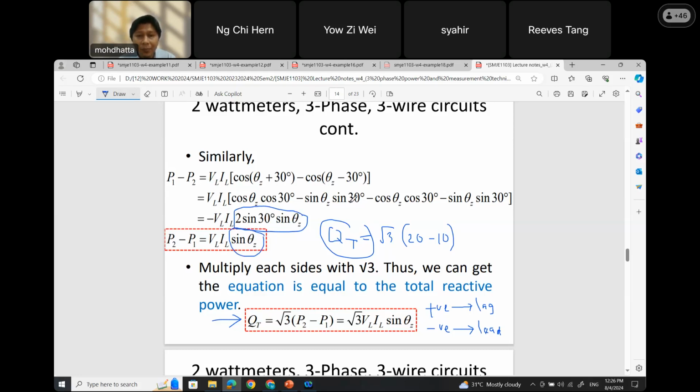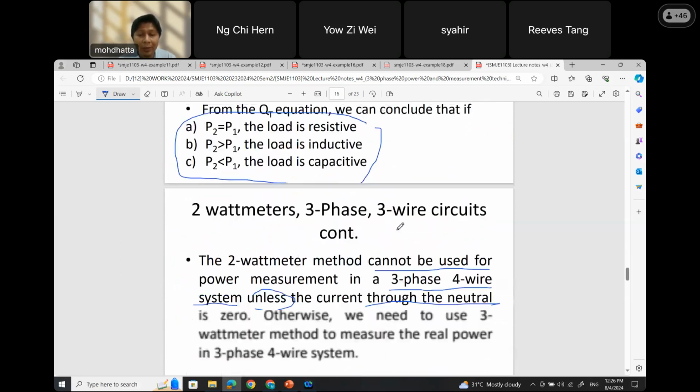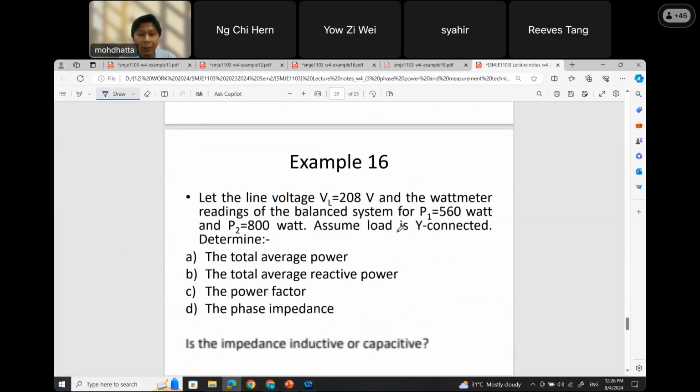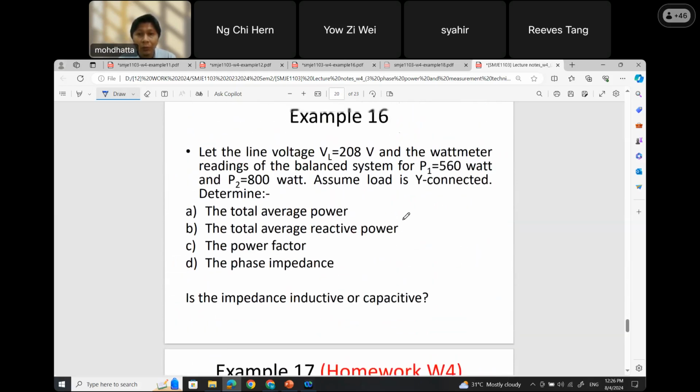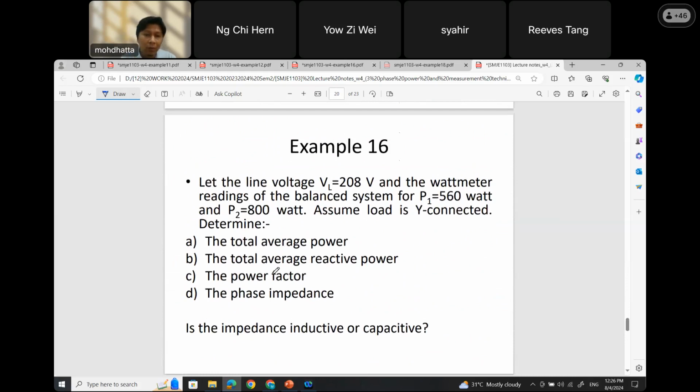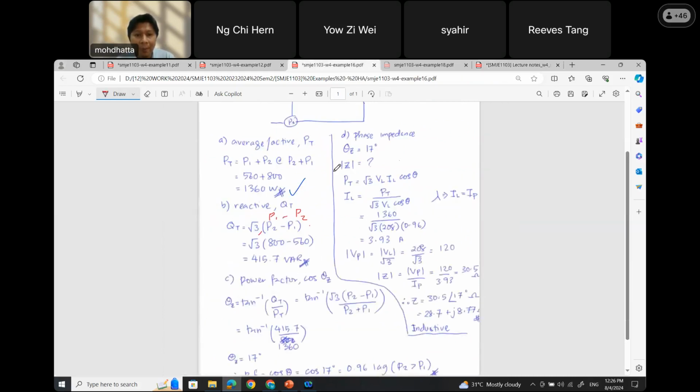Anyway, we're not going to discuss the derivation. Later on, you can find it by yourself. We try to solve the direct question that we have here. Remember, you cannot do P1 minus P2. It's always P2 minus P1.